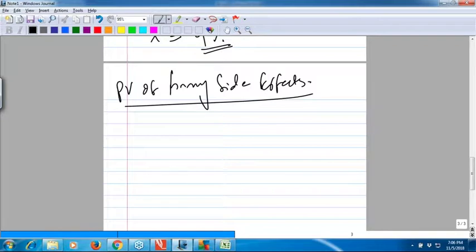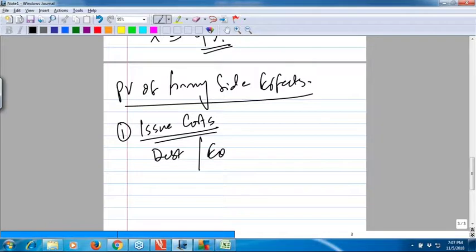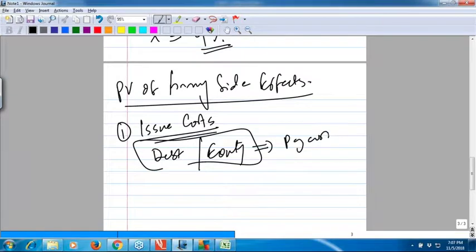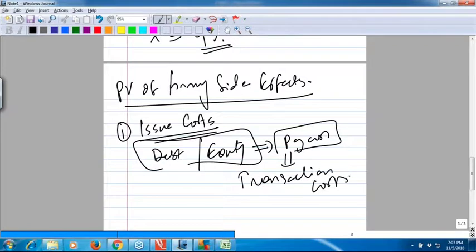Now, how do we calculate this present value of financing side effects? What you need to understand is that there are various aspects of the financing. Number one is the issue cost. What exactly do we mean by issue cost, and how do we consider it in the calculation? Issue cost means that when you fund a project using debt or equity, you at times have to pay the cost of issuance of those debt or equity instruments, and those issue costs are also commonly termed the transaction cost.